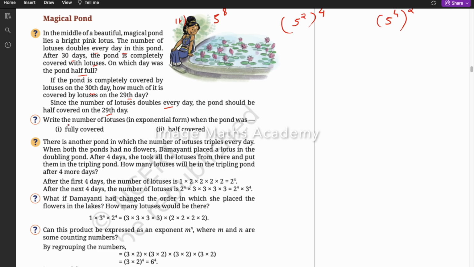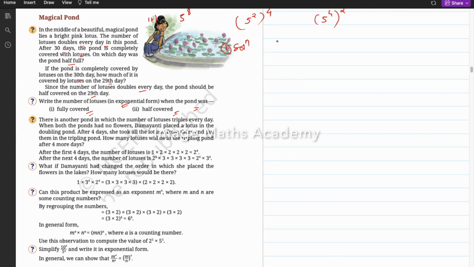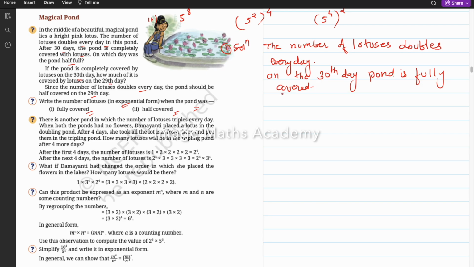तो राइट द नंबर ऑफ लोटस इन एक्सपोनेंशियल फॉर्म. हमको एक्सपोनेंशियल फॉर्म में लिखना है, when the pond was fully covered और हाफ कब कवर्ड है. Solution. So given क्या है, the number of lotuses doubles every day. On the 30th day the pond is fully covered, given है. So on the 29th day the pond must be half full. So on 29th day pond is half covered.